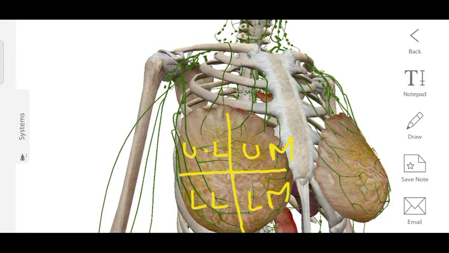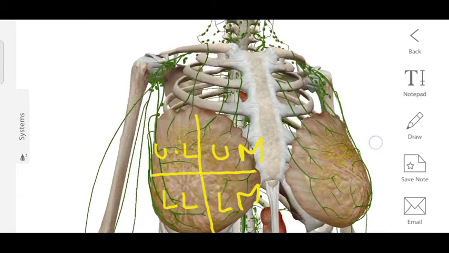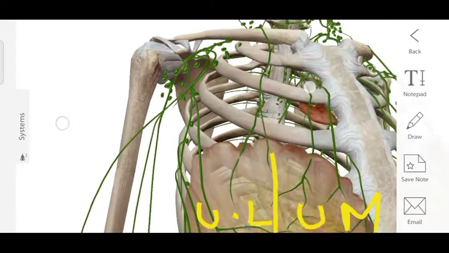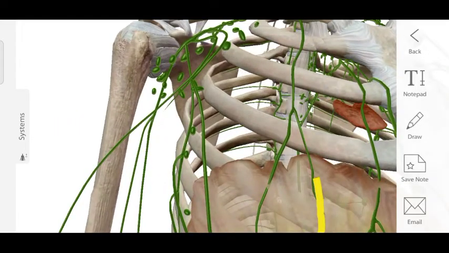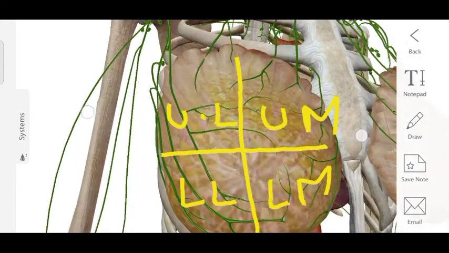So before we discuss the diagram, let's see that in 3D, the lymphatic drainage of the breast. So we have divided the breast into 4 sections: upper lateral, upper medial, lower lateral and lower medial. Most of the lymphatic drainage of the breast occurs through the lateral side, and that also into the anterior axillary group of lymph nodes. You can see most of the channels that are arising from the breast arise from the lateral side, and that also draining into the anterior axillary group of lymph nodes.